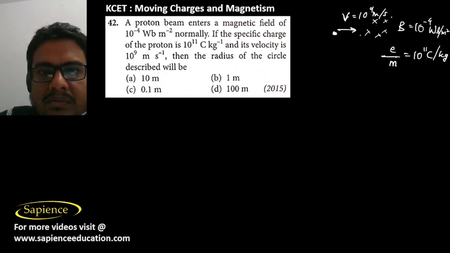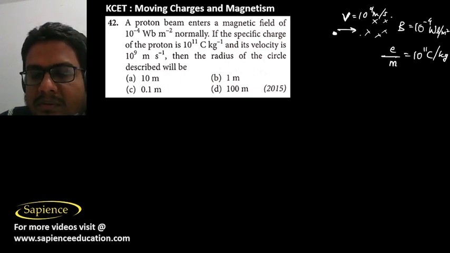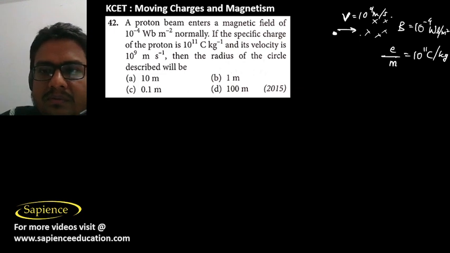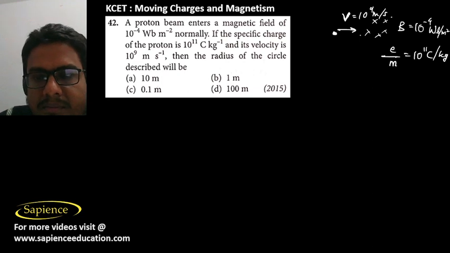Actually, here we should simply assume that the velocity is 10 power 9 meter per second, but no object can have velocity more than the speed of light, which is 3 into 10 raised to 8. So here it is simply a hypothetical case.